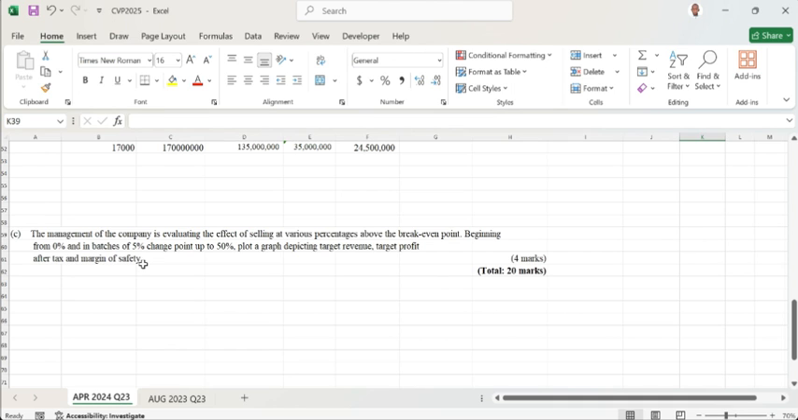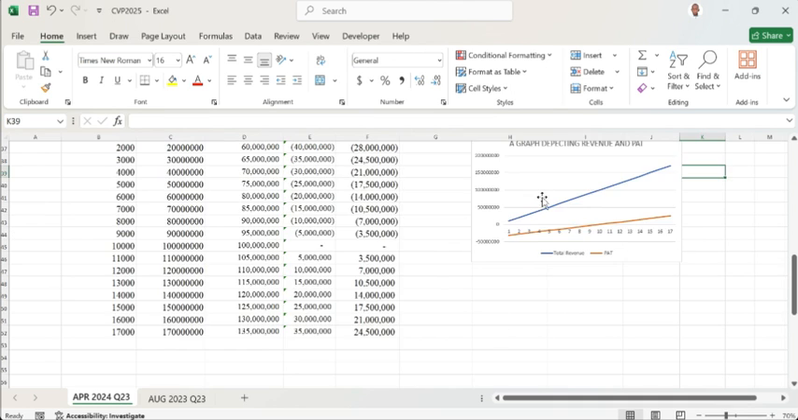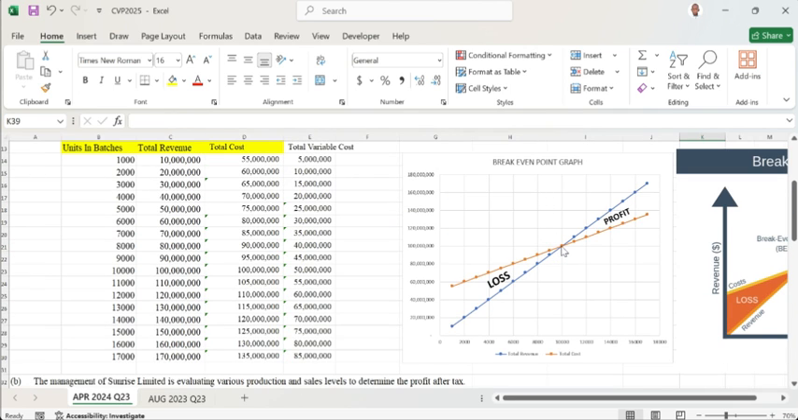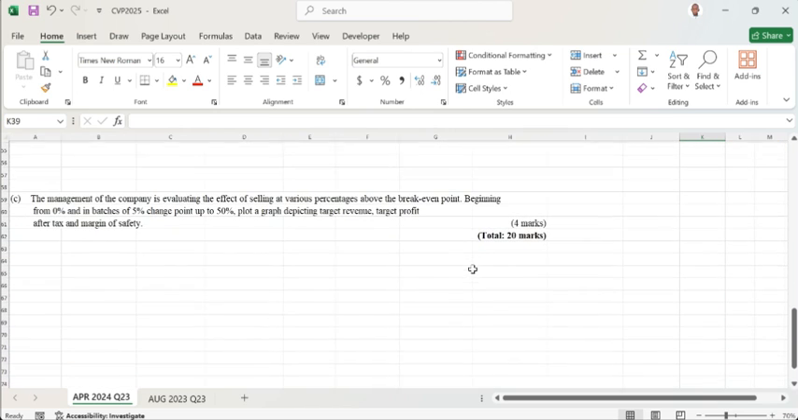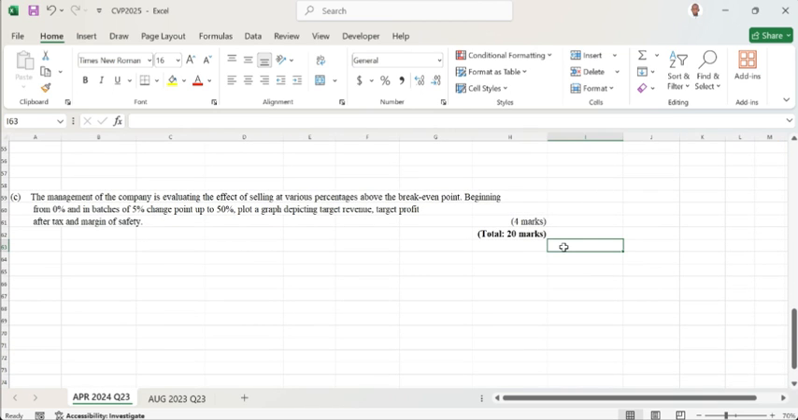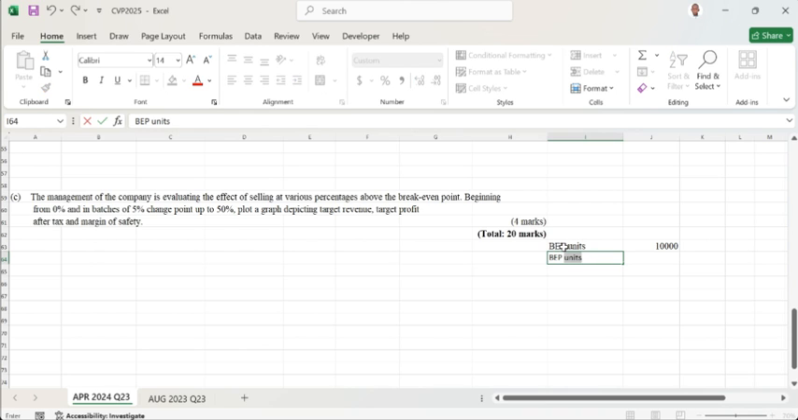Let me read the question. The management of the company is evaluating the effect of selling at various percentages above the break-even point. Look at that question keenly. How much is the break-even point in units?